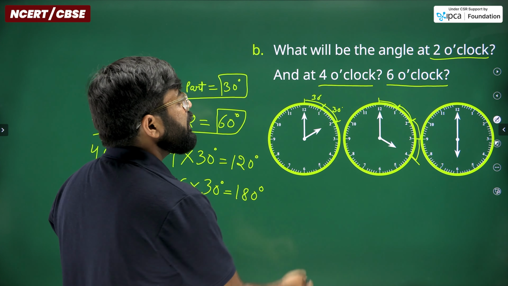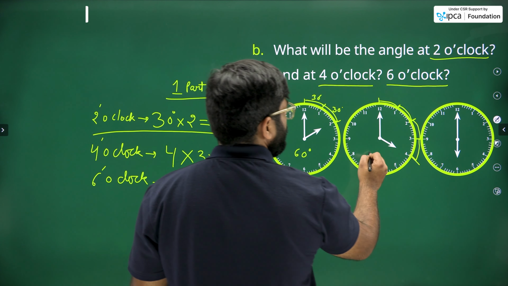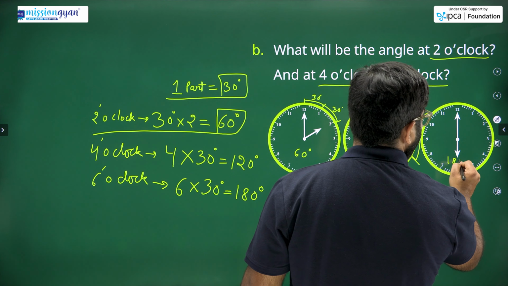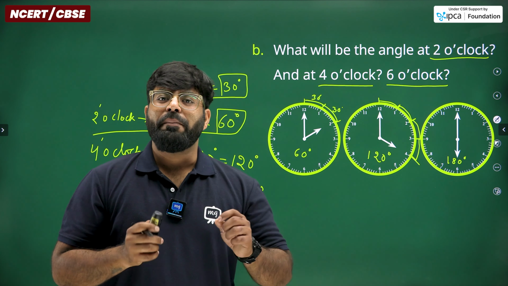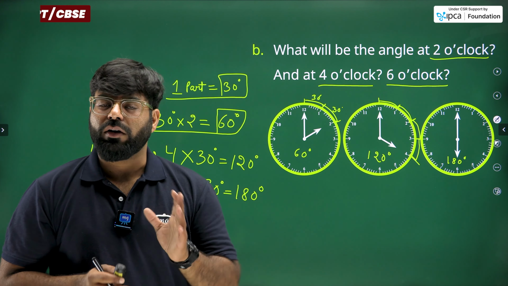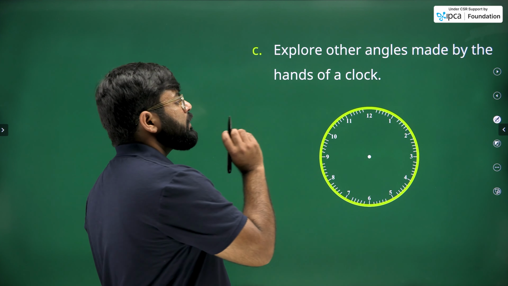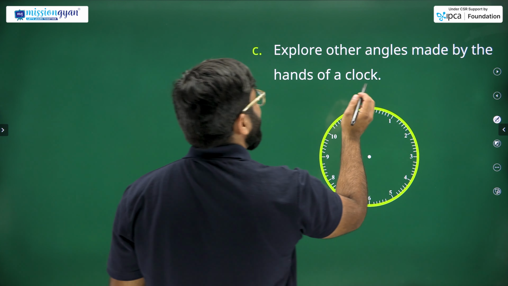Is that clear? That means 2 o'clock is showing 60 degree, 4 o'clock is showing 120 degree and 6 o'clock is showing 180 degree. So this is also another method of measuring the angles in a clock. Is that clear? So let's move to the C part. C part is saying explore other angles made by the hands of a clock.